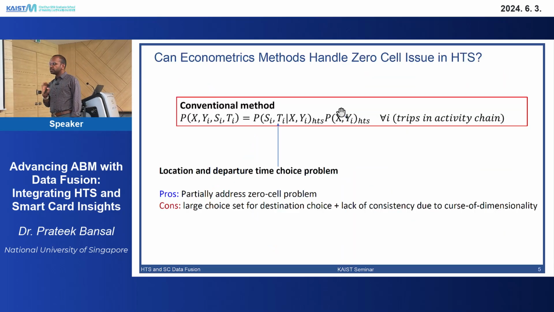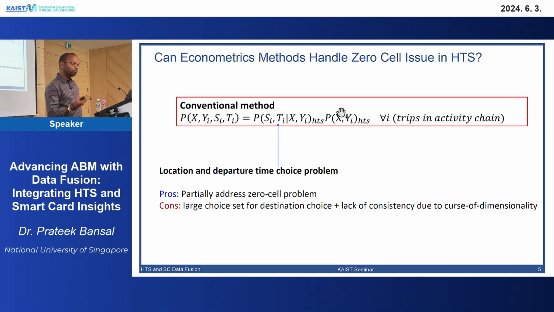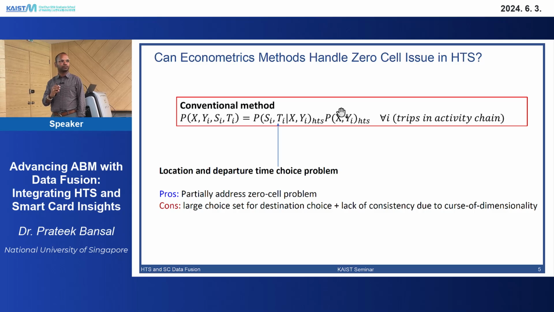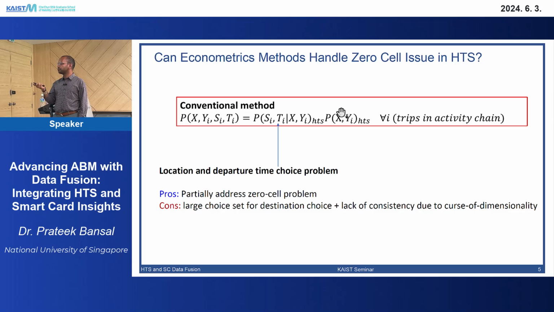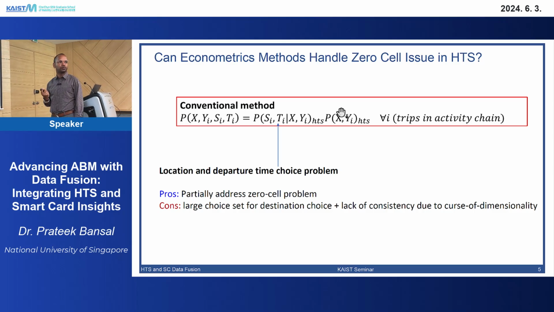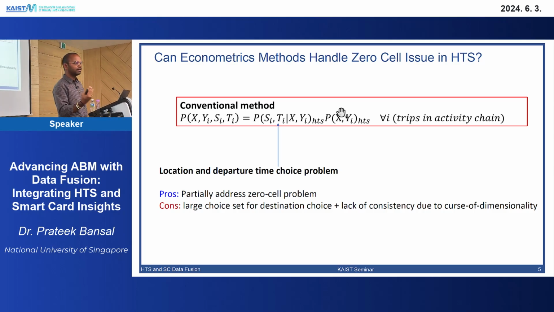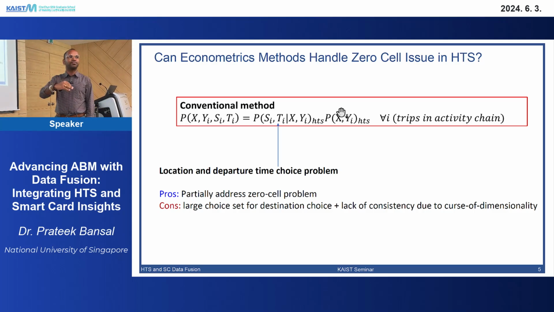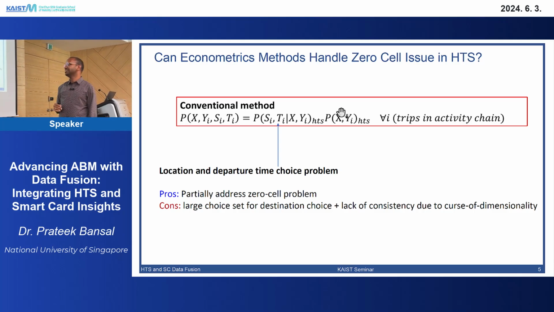One possible way to address this problem that we do these days is we use discrete choice models, right? That's a traditional way. We try to do some probabilistic modeling. So let's say this is our joint distribution, x, y, s, and t. What we can do is break it into two distributions conditional on the x and y. And we generally try to estimate this location and the departure time choice problem. So we try to make it probabilistic, learn the distributions from where we observe the trips and try to infer where we don't observe, basically.